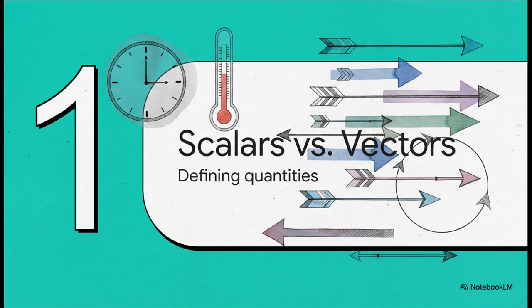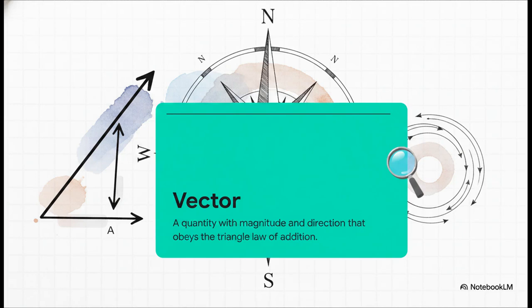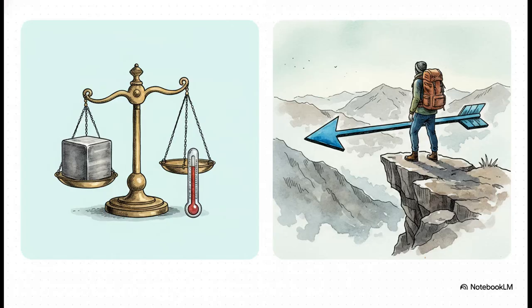Let's build that foundation. We need to clearly define the two kinds of quantities we use to track physical properties, because knowing your data type completely dictates how you can interact with it mathematically. So what exactly is a vector? Well, it's a physical quantity that requires both a magnitude, which just means an amount or size, and a specific direction. Plus, it has to obey specific rules of addition, like the triangle law. The absolute most crucial takeaway here is that a vector doesn't just tell you how much, it fundamentally tells you which way.